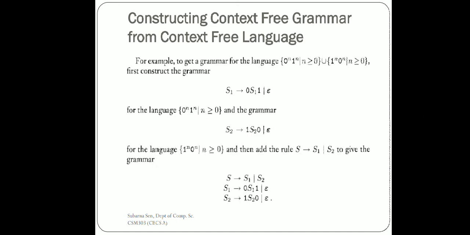Here, one language is being described, that is 0 to the power n, 1 to the power n, where n is greater than or equal to 0, and 1 to the power n, 0 to the power n, where n is greater than or equal to 0. So our job is to first construct the grammar for the first half, then the second half, and then combine the two. We are denoting the first half with the start symbol S1. It can derive a string starting with 0, ending with 1, and repeating S1 in between. Again, it can directly generate an empty string, because here n can also be equal to 0.